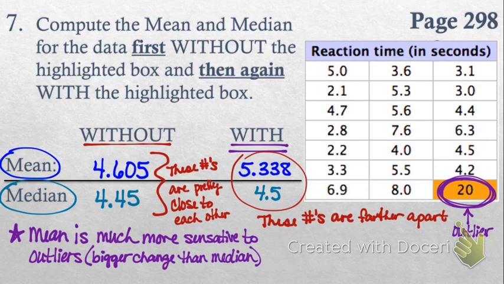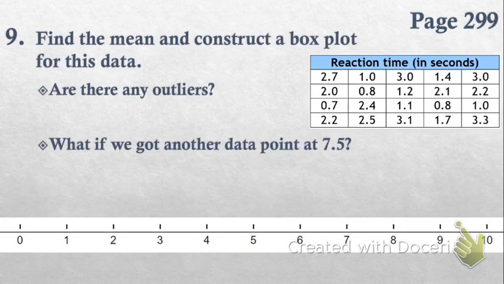All right, one more thing I want to look at with you guys. It's on the next page. Once again, I want you guys to calculate some things for me. So you have a table with 20 values on it there. I want you to find the mean, and I want you to construct a box plot. You have a number line there that goes from 0 to 10.